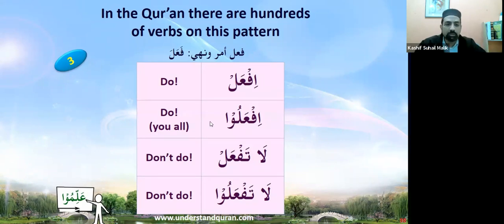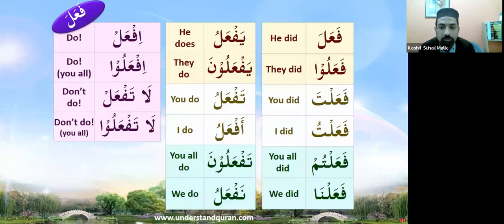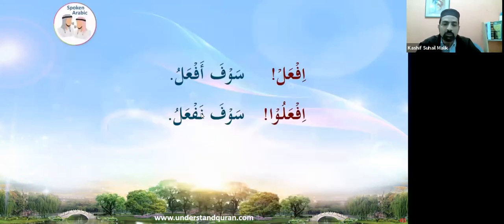MashaAllah, excellent class. You make me so happy, Alhamdulillah. May Allah be happy with all of you and pleased with all of you and bless you greatly. See, now our table is becoming bigger and bigger, Alhamdulillah. Gradually, slowly, without much burden, we are learning all these beautiful things. So we know all the madi forms, fa'ala, fa'alu, fa'alta, fa'altu, fa'altum, fa'alna, yaf'alu, yaf'aluna, taf'alu, af'alu, taf'aluna, naf'alu. And today we have learned very interesting ones: if'al, if'alu, la taf'al, la taf'alu. Inshallah, this table will keep growing.